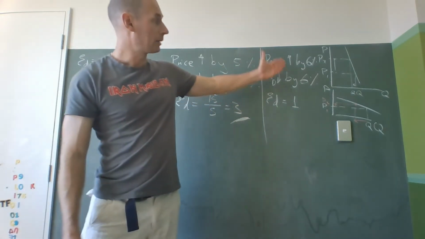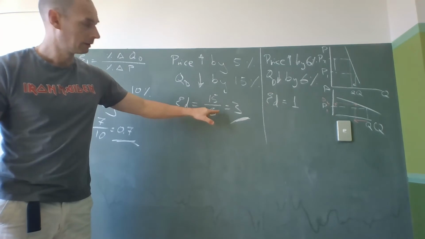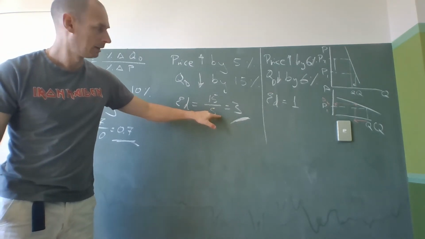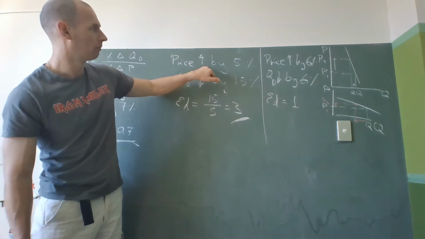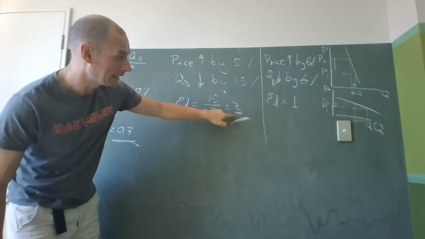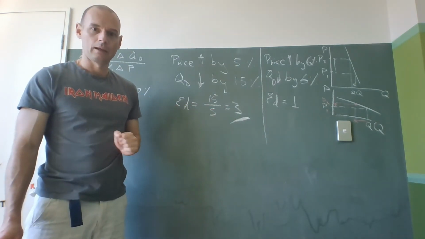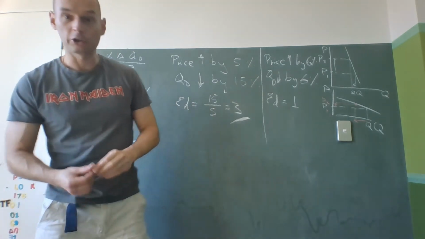So this demand is called unit elastic. This here is an elastic demand. It's very responsive to price changes. Look, I have only increased my price by 5%. I have lost 15% of my customers, 3 times as many. I have lost 3 times as many customers as was the magnitude of my price increase.